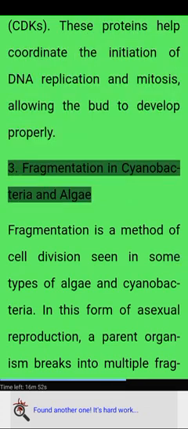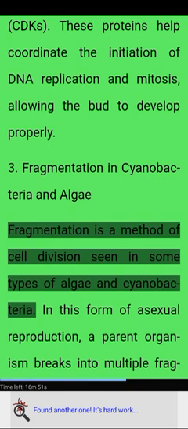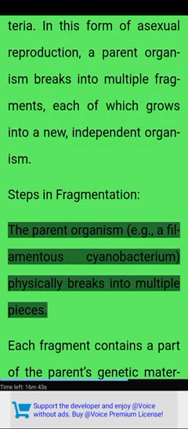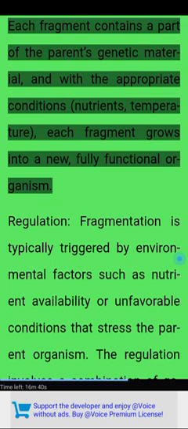3. Fragmentation in cyanobacteria and algae. Fragmentation is a method of cell division seen in some types of algae and cyanobacteria. In this form of asexual reproduction, a parent organism breaks into multiple fragments, each of which grows into a new, independent organism. Steps in fragmentation. The parent organism, e.g., a filamentous cyanobacterium, physically breaks into multiple pieces. Each fragment contains a part of the parent's genetic material, and with the appropriate conditions, nutrients, and temperature, each fragment grows into a new, fully functional organism.